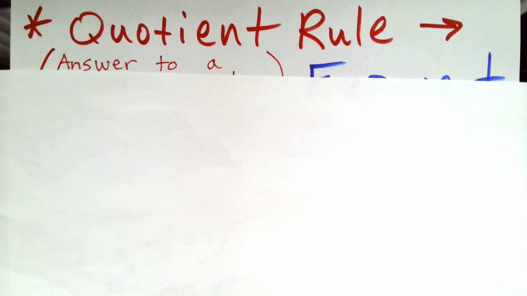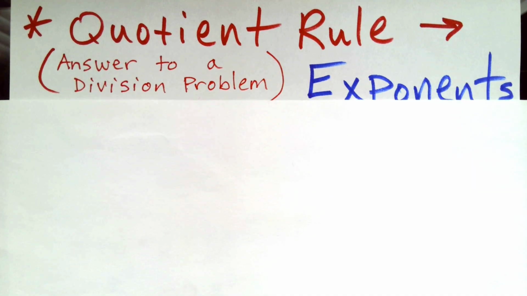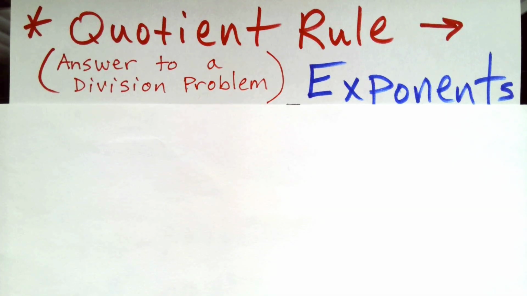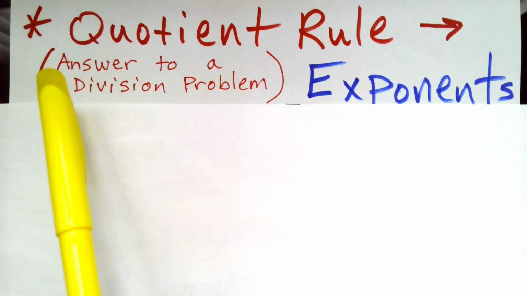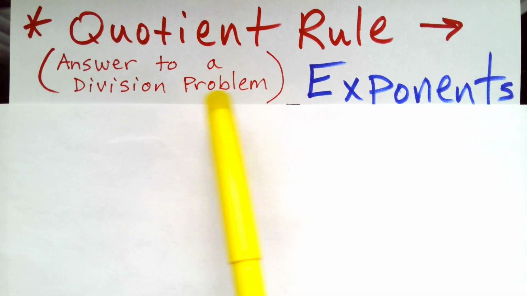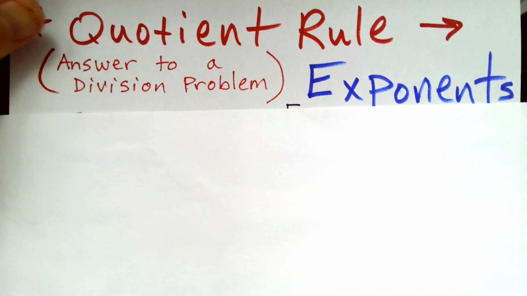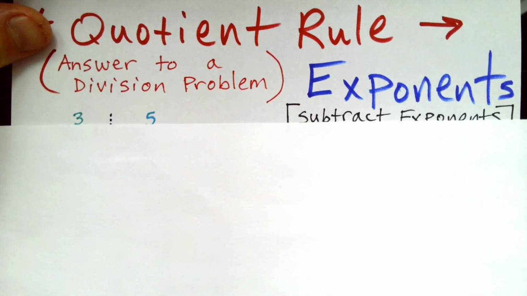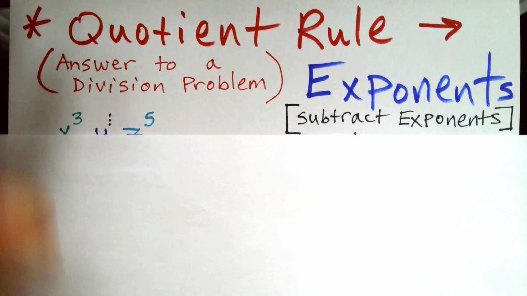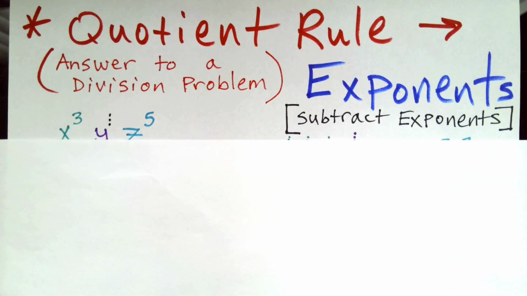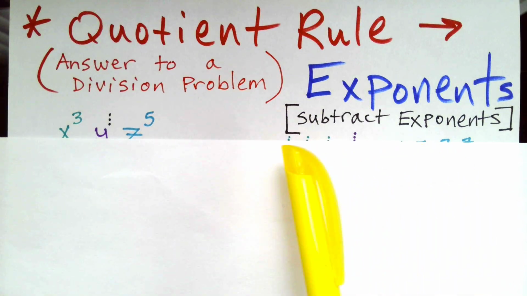So here's a quotient rule I'd like to go over, the quotient rule for exponents. Quotient simply means the answer to a division problem. So we will be doing some division with exponents. You need to know the rules and you need to understand the rules. I'm going to show you using two different methods. So the rule is, when you divide with exponents, you subtract the exponents.